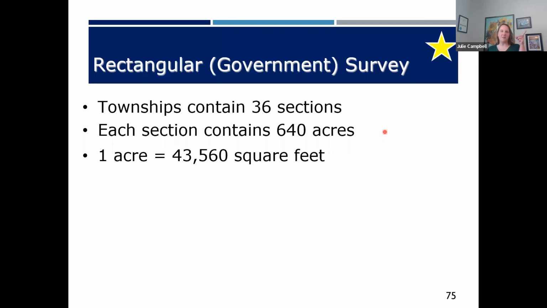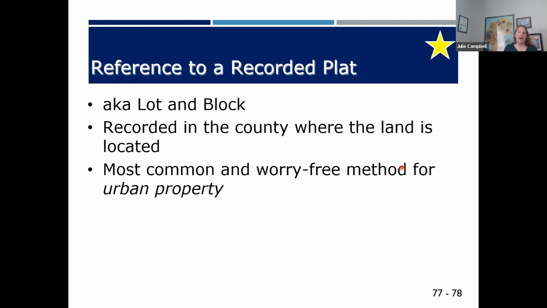So meets and bounds, number 1. Rectangular government survey system is number 2. The third one is reference to a recorded plat. And when we talk about a plat, what we're saying is a plat map.